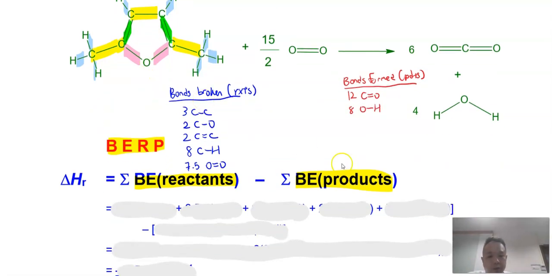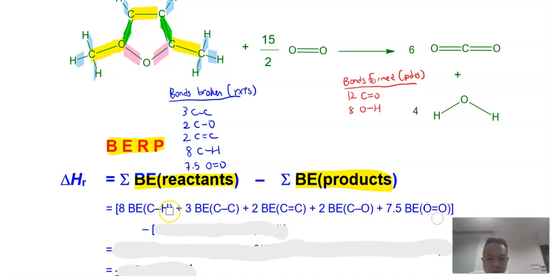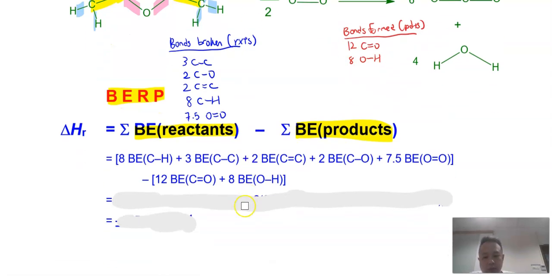Okay, so we make use of this formula. You can take a look at the bond energy of all the reactants. So basically over here, I have all the bond energies of the reactants: 8 CH bonds, 3 CC bonds, 2 CC double bonds, 2 CO double bonds, 2 CO single bonds, and 7.5 OO double bonds. Alright, 15/2 is 7.5. And then the products, 12 CO double bonds and 8 OH bonds. Okay, but this is not important.